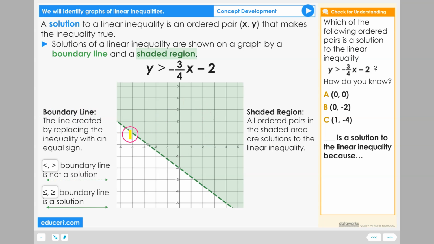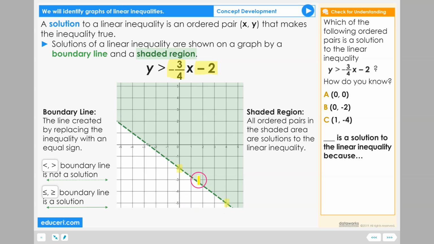The boundary line is the line created by replacing the inequality with an equal sign, or in other words, graphing this inequality like it's an equation in slope-intercept form. We cross at -2, and we follow a slope movement of down 3 and 4 to the right.